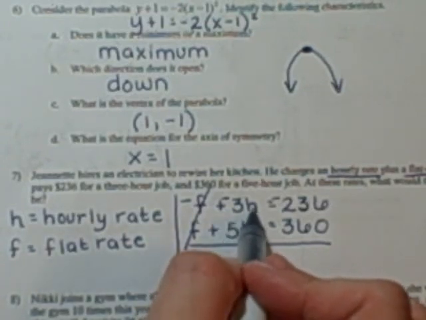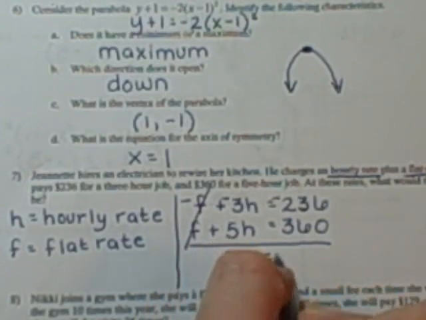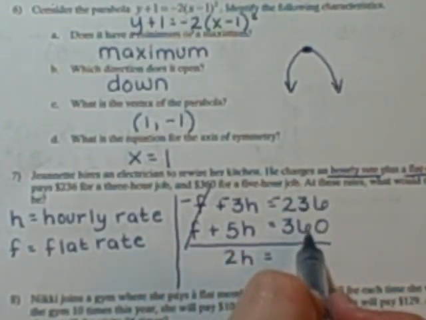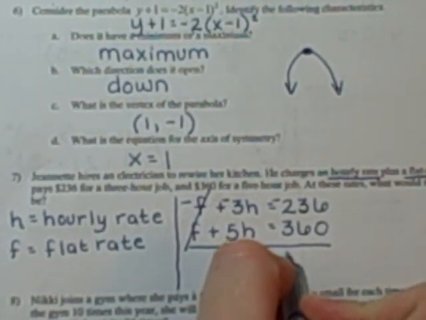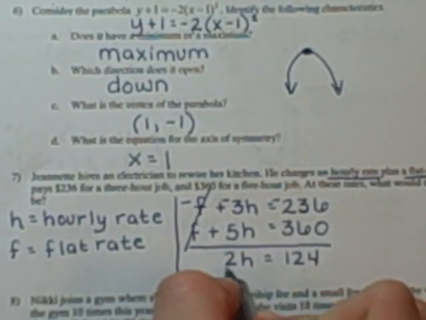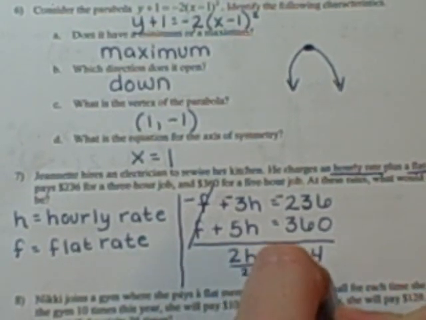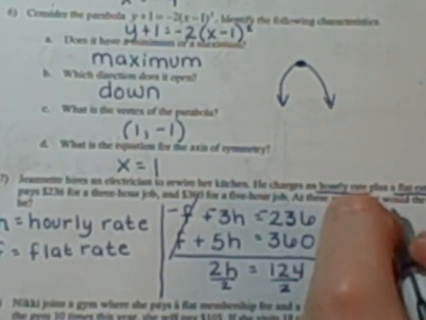Now I'm going to take negative 3h plus 5h, and that gives me 2h. And negative 236 plus 360 leaves me with 124. Okay. Final step here would just be to divide by 2. And I come out with h equals 62.